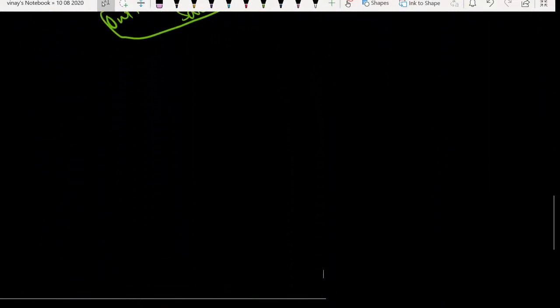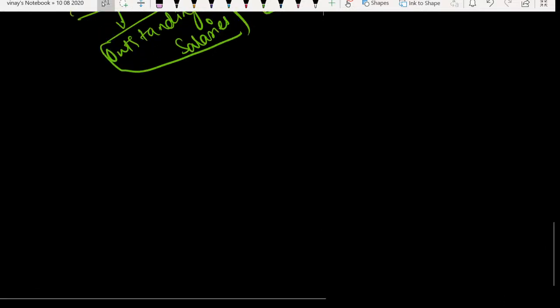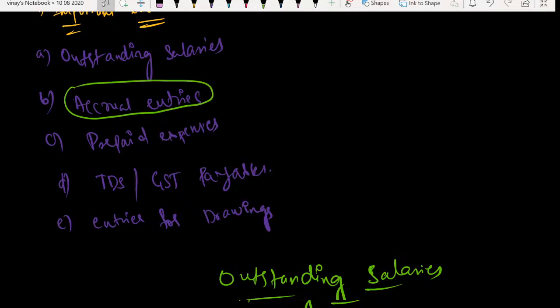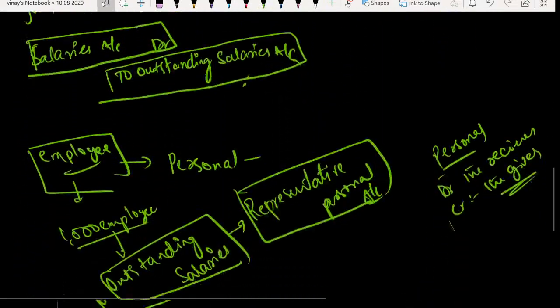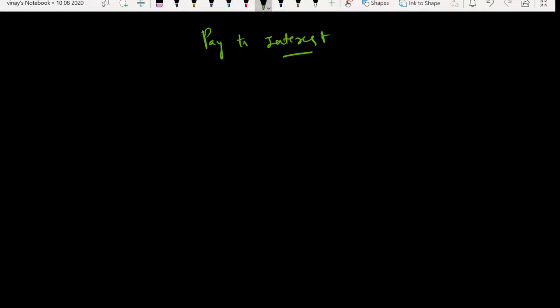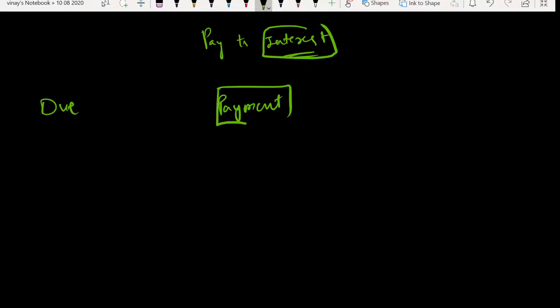To come to the next explanation, we're done with outstanding salaries. The second entry we have to learn is accrual entries. So accrual entries are the same as outstanding salaries. For example, we need to pay interest. Okay, so you need to pass a due entry as well as a payment entry when it has fallen due.